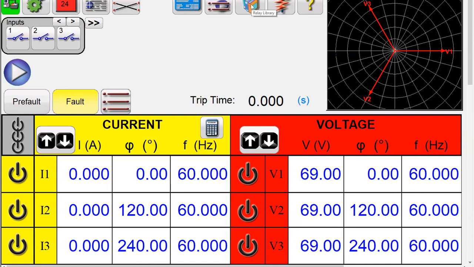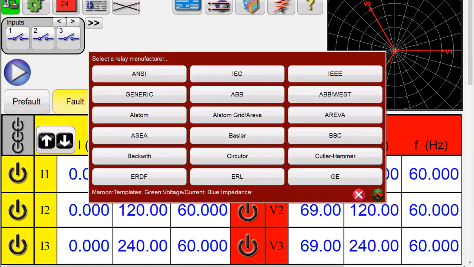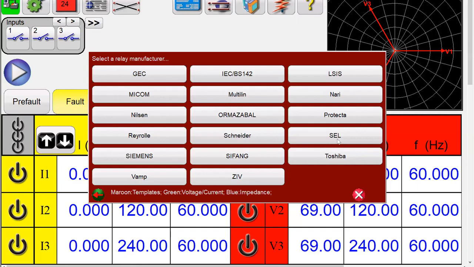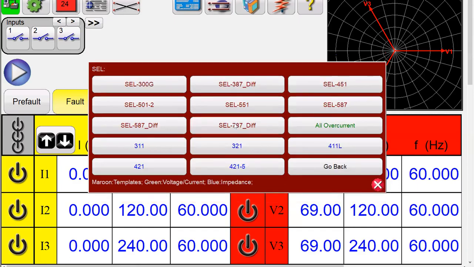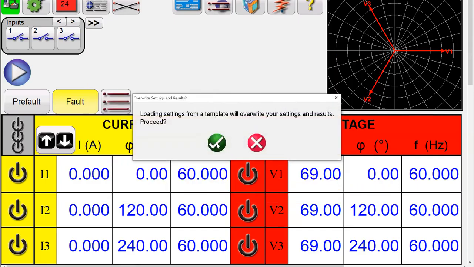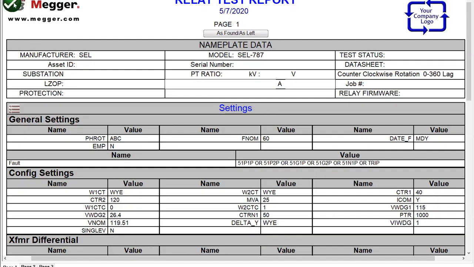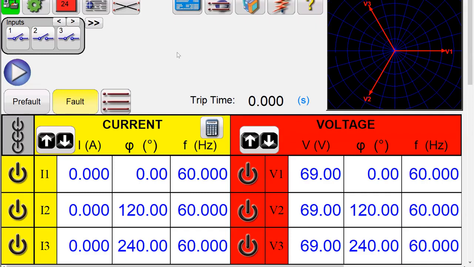So I'll navigate to the library, and because I'm working with the SCL 787, I'll navigate to the manufacturer and pull the relay test plan. And we'll load the settings. Now the test plan is loaded here. However, we still have to get the right settings that we are using for the relay today, right?